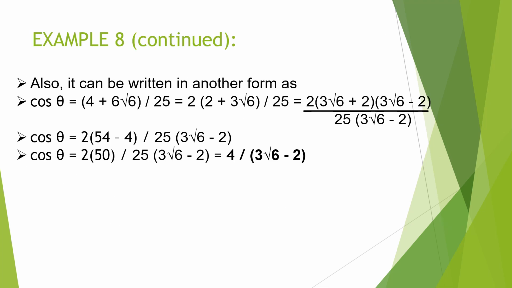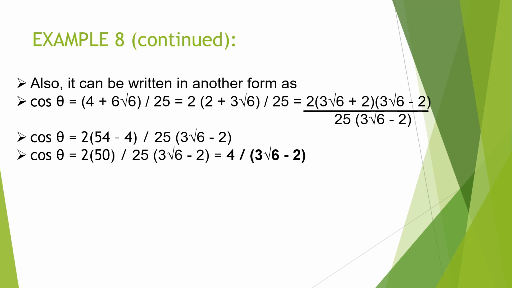Now see, in JEE options are given for answers. So suppose here the answer is 4 plus 6 root 6 upon 25, and suppose that is not given in any of the options. We try to convert this into one of the forms which suits our options. So now cos theta is 4 plus 6 root 6 upon 25. Now what you do is you take 2 common, so it is 2 into bracket 2 plus 3 root 6 upon 25. Now you multiply by the conjugate, so you get 2 into 3 root 6 plus 2, multiply and divide by 3 root 6 minus 2.